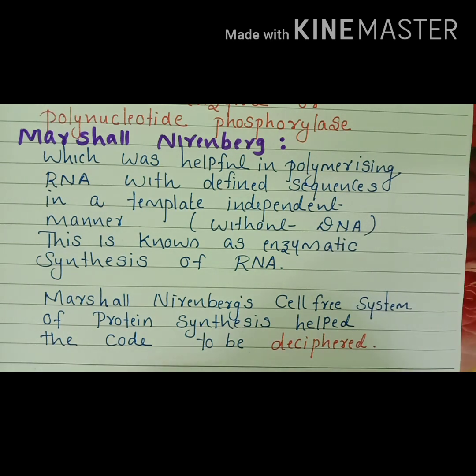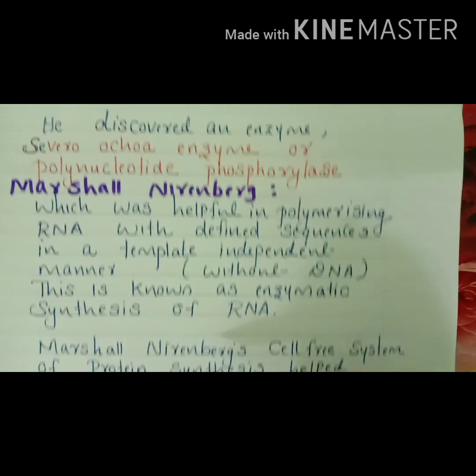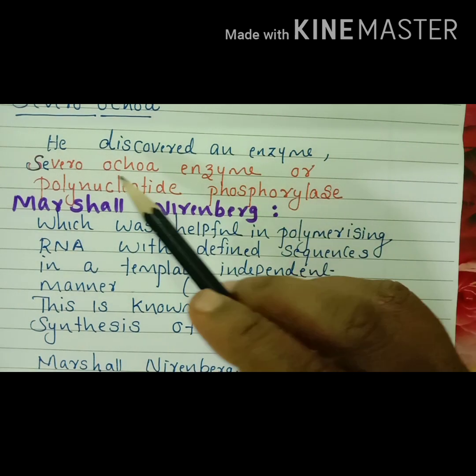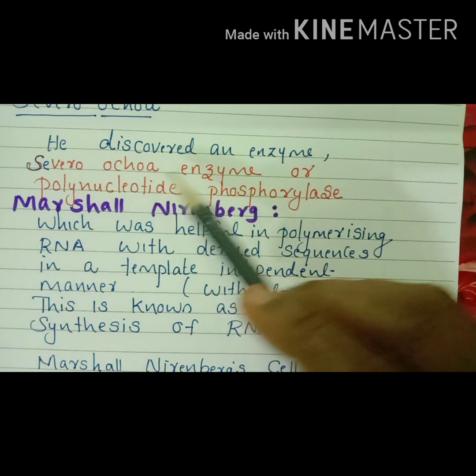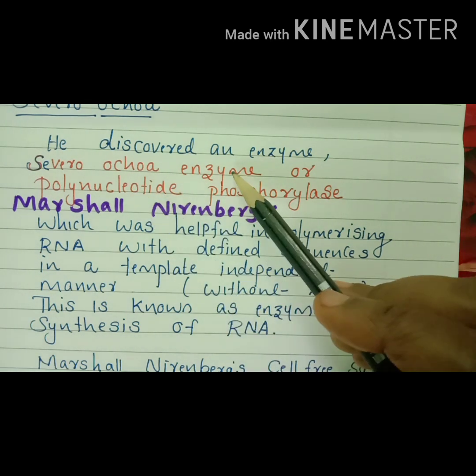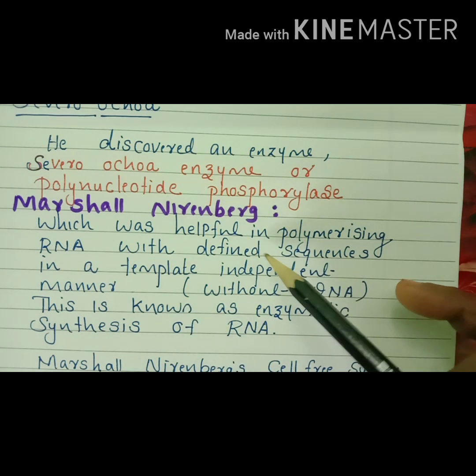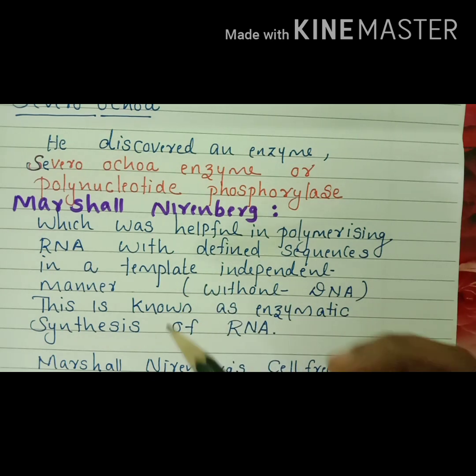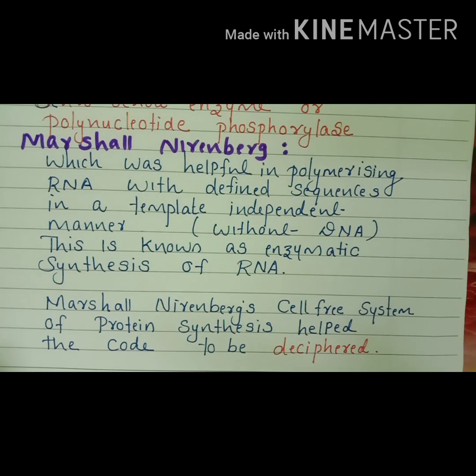So the question: who deciphered the genetic code? Marshall Nirenberg, through his cell-free system of protein synthesis. And who also helped with this discovery? Severo Ochoa also helped. He developed an enzyme called the Severo Ochoa enzyme. That enzyme was helpful in polymerizing RNA with defined sequences in a template-independent manner. So this discovery led to the code being deciphered.